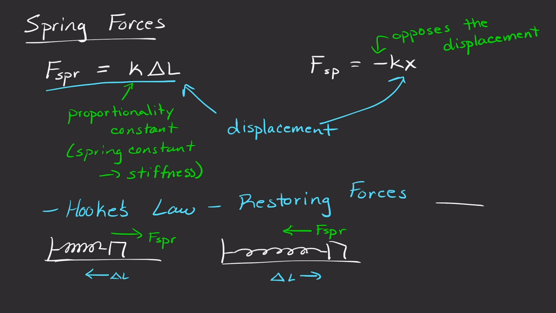Then we could also hang objects from a spring vertically, and this object is going to pull the spring down, so delta L is going to be down, so the spring force is going to be up. It's going to pull the object up. In horizontal springs we may call this delta L or delta X, and if it's a vertical spring we may call the displacement delta Y.